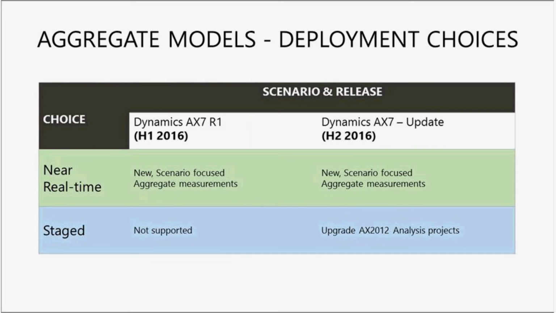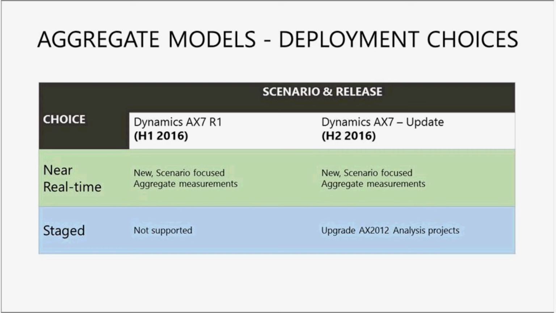We talked about the choices of aggregate models. Near real-time models are going to be the default in the R1 timeframe, which is happening early next year. As you probably know, AX 7, or Dynamics AX, is initially geared towards new customers. It's not really geared towards upgrading existing customers. So fundamentally, that's why we made near real-time the default.